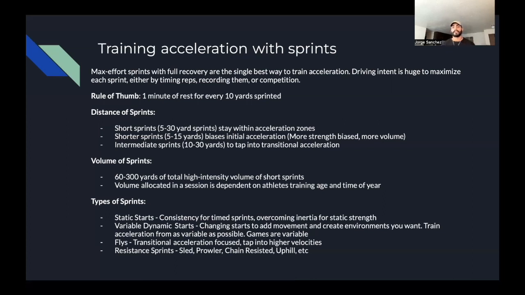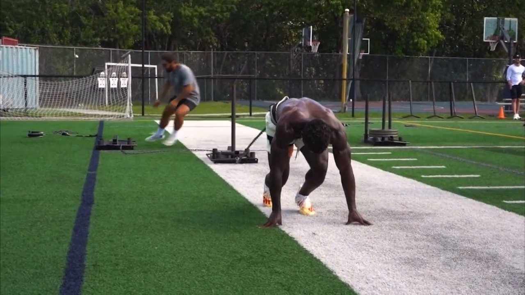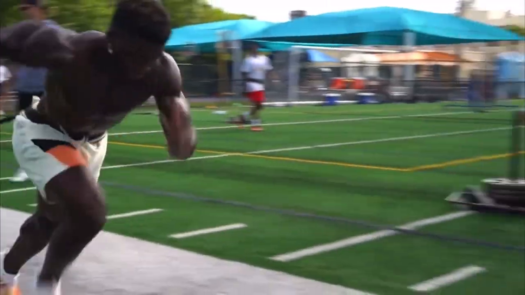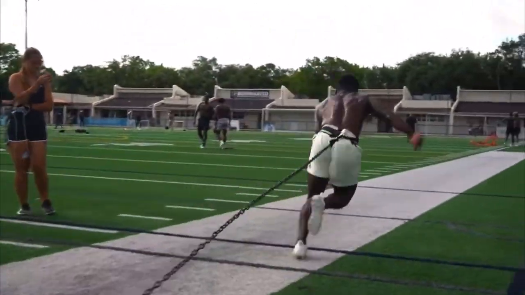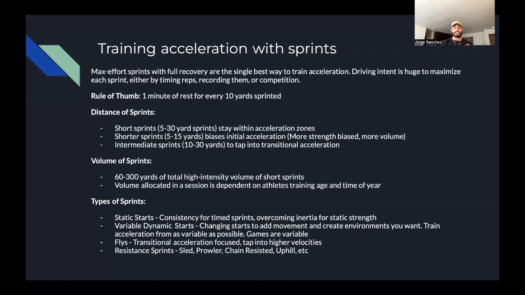Then lastly, and my favorite, you can do resistance sprints, such as sled sprints, hill sprints, parachute sprints, or any kind of sprint that requires any form of resistance. This will require you to apply more force into the ground in the sprint, and it'll also self-correct you to get into more horizontally oriented positions to push and move against the resistance. Now, you'll find a ton of different variations of sprints that you can pick and choose from in the exercise database, so make sure you check that out to give you some options to train acceleration.